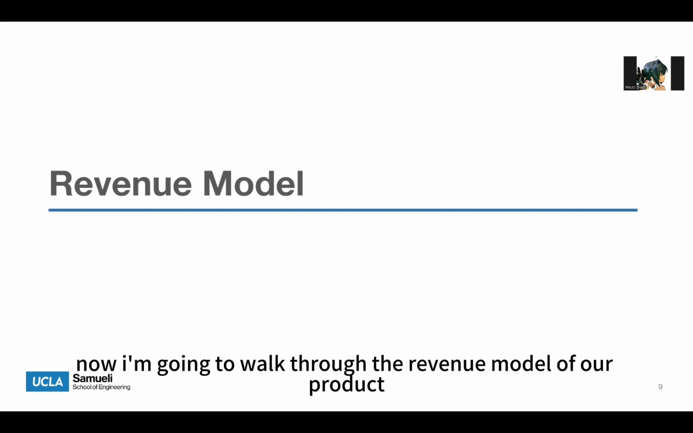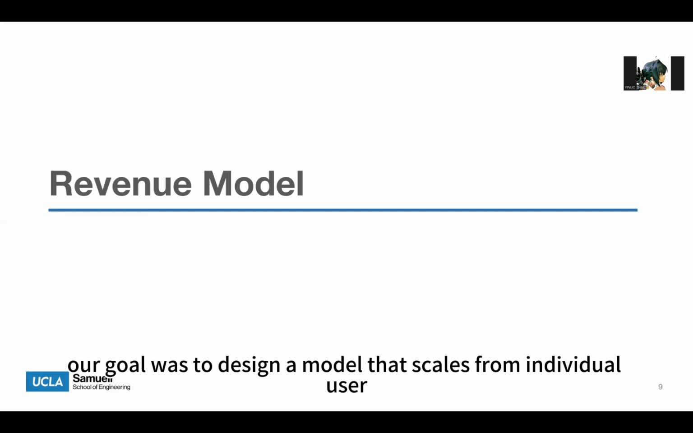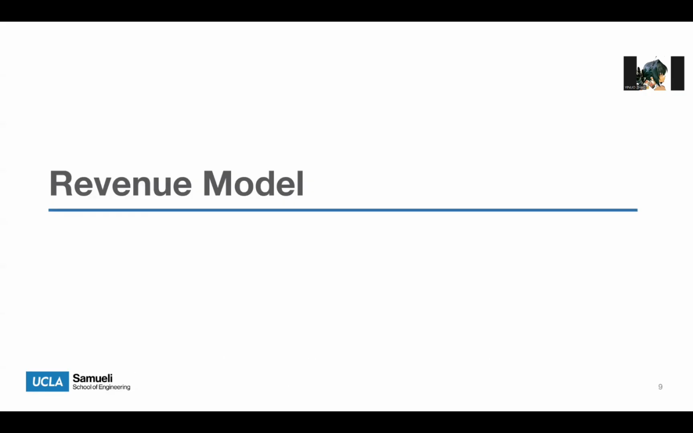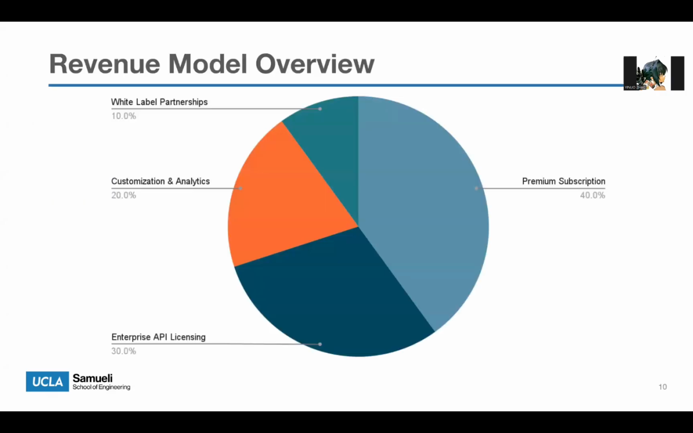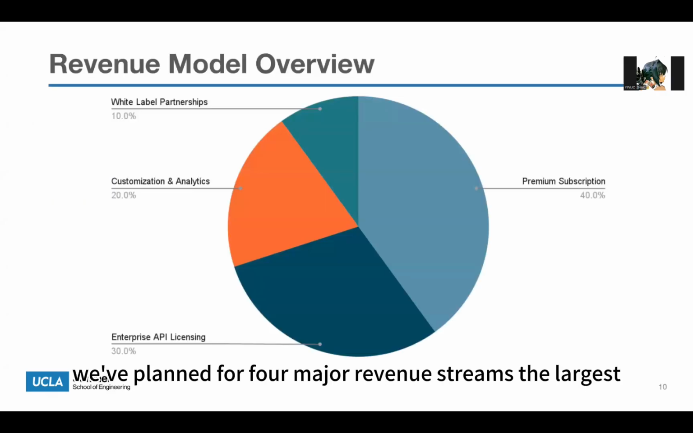Now, I will walk through the revenue model of our product. Our goal was to design a model that scales from individual users all the way to enterprise clients, while keeping the product simple at the MVP stage. We've planned for 4 major revenue streams.